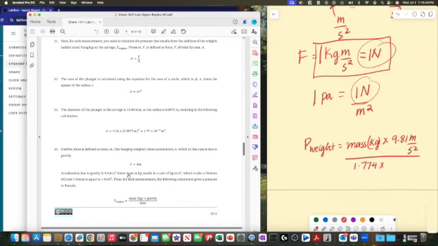1.774 times 10 to the power negative 4 meters squared. So what we need to do now to find the pressure of the weight is just to measure the weight, convert it from grams to kilograms. Once we have that, then we can figure out the pressure of the weight.